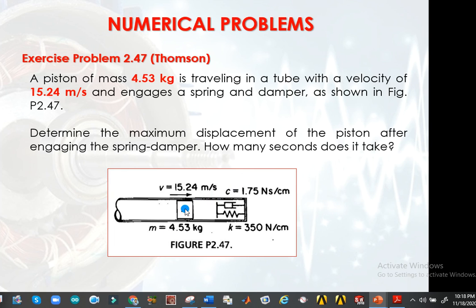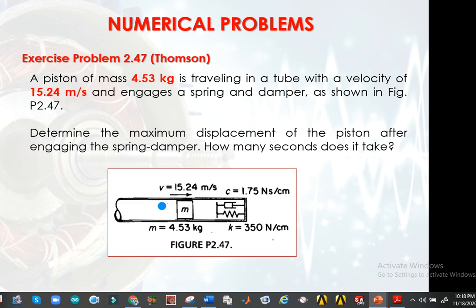Okay, so these are all the given parameters. First of all, we know that the initial condition that is given is that the piston velocity is 15.24 meter per second. It is the impact velocity of the piston. So the initial displacement is 0 for the impact velocity. We have to consider the impact velocity displacement as 0.